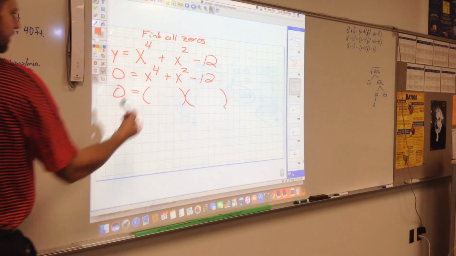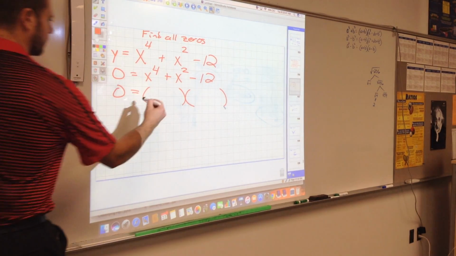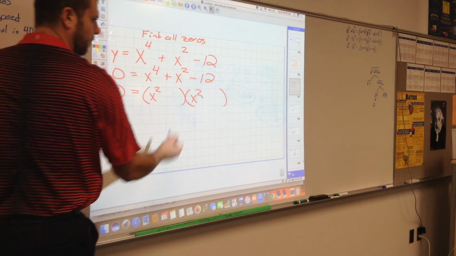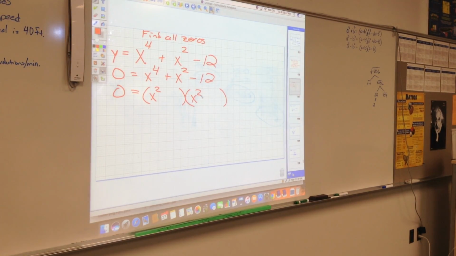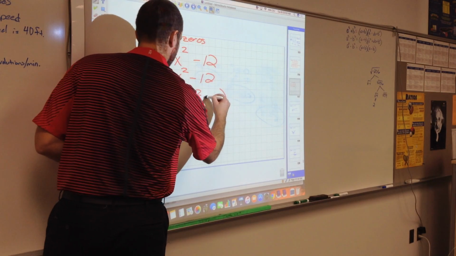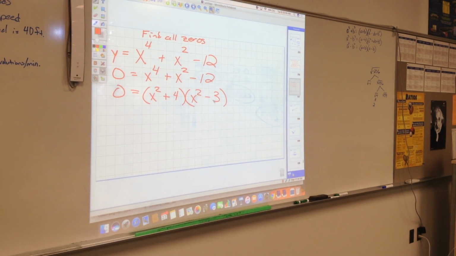What times what gives me x to the 4th? X squared and x squared. What two numbers multiply to negative 12, but add to 1? Positive 4, negative 3. Can I factor it any further? No. How do I find the zeros?